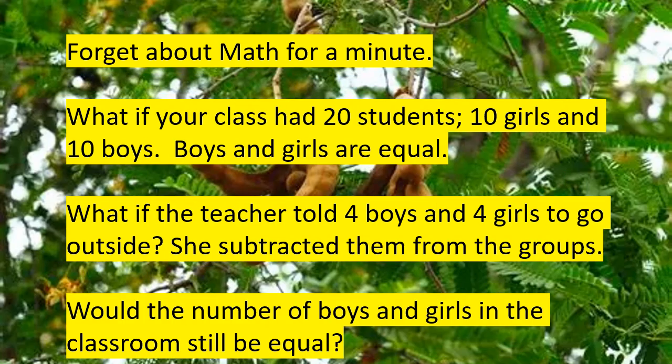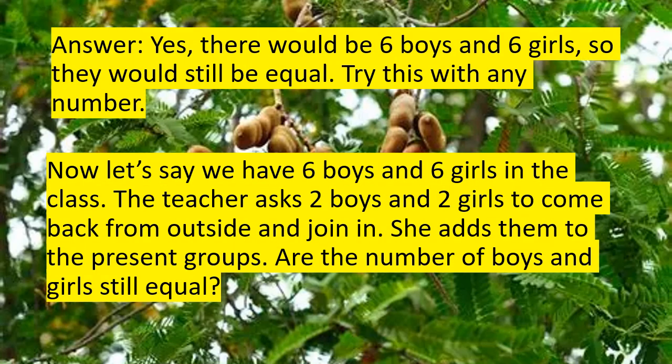Forget about math for a minute. What if your class had 20 students, 10 girls and 10 boys? Boys and girls are equal. What if the teacher told 4 boys and 4 girls to go outside? So she subtracted them from the groups. Would the number of boys and girls in the classroom still be equal? Answer yes, there would be 6 boys and 6 girls, so they would still be equal.